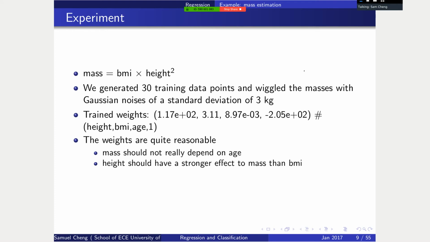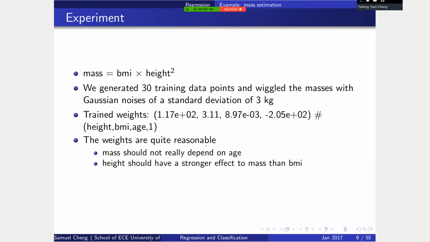Let's say I made up some experiment here. I have some synthetic data, like 30 training data points, and I wiggle the mass a little bit. Given my height and BMI, basically I would have the exact mass, right? But here I just add some Gaussian noise. Let's say the standard deviation for the Gaussian noise is 3 kilograms, and then I train it. I got some training weights like this. I have 4 of these weights.